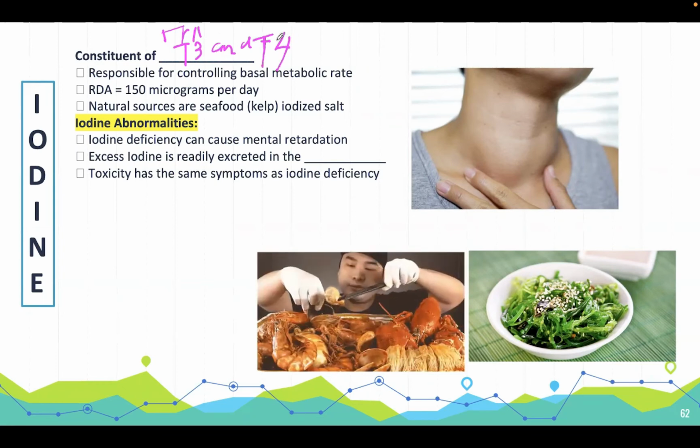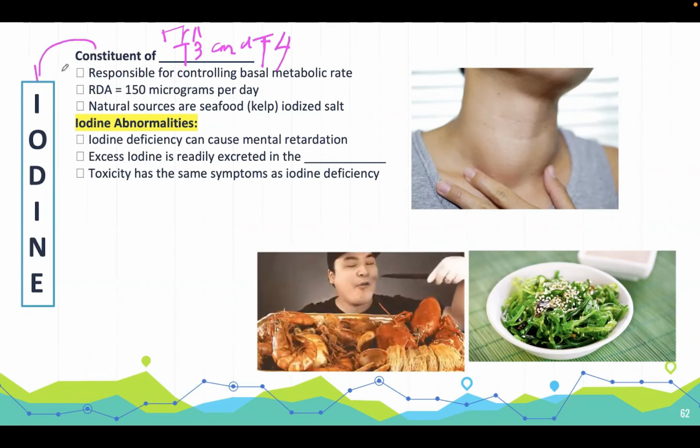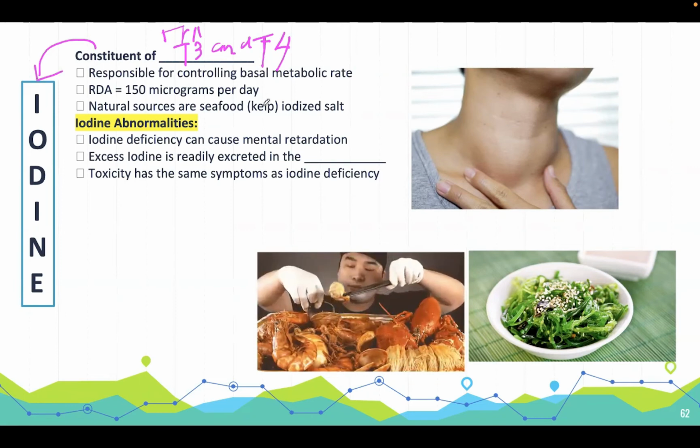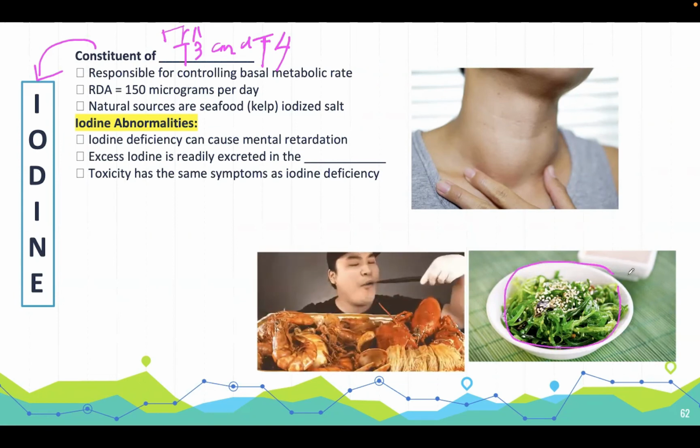So why are T3 and T4 familiar? Mainly these are related to our thyroid. So iodine is incorporated in your thyroid. It is responsible for controlling the basal metabolic rate, and the recommended dietary allowance for iodine is about 150 micrograms per day. So what are the common sources of iodine? Usually seafood, and kelp. I think this is found in our seas, at the bottom of the sea. Kelp is what it's called. Natural sources are seafood, kelp, and iodized salt.